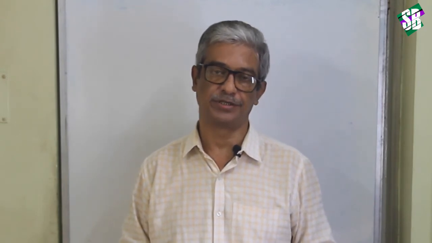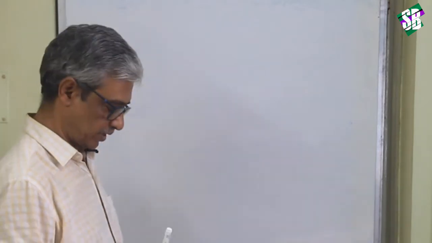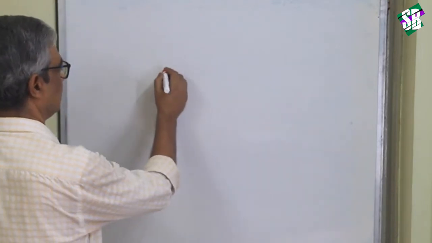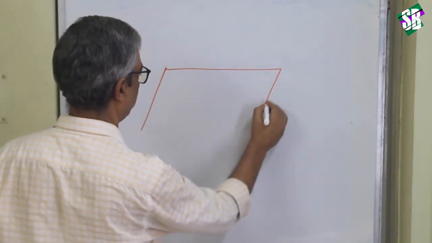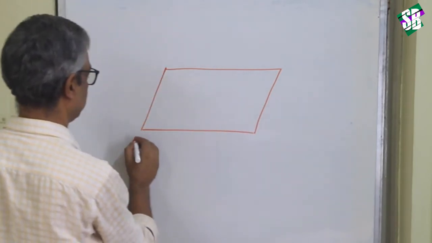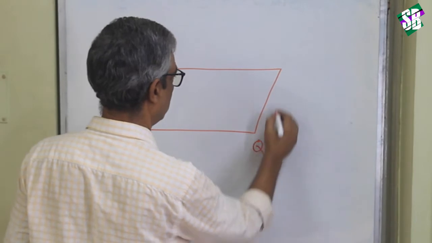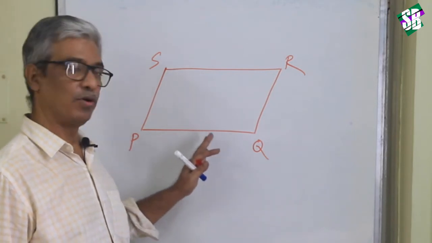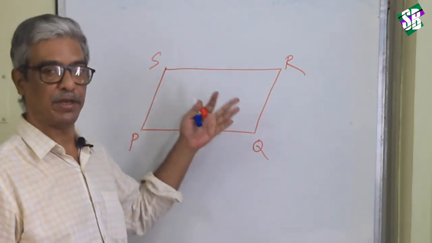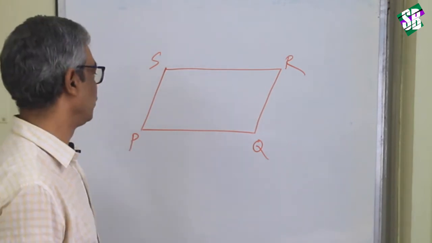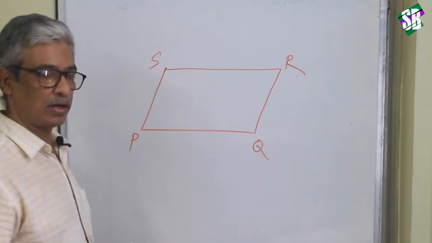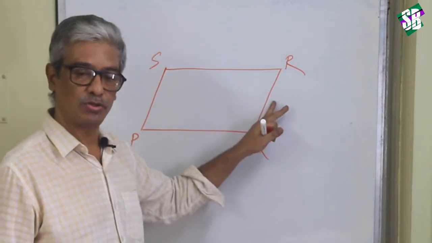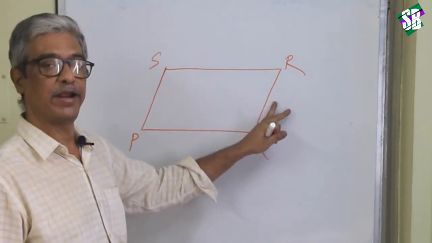So how can you proceed? Here you are given 4 points PQRS. So just draw the parallelogram PQRS. Remember that you are drawing a parallelogram, but it may be a rhombus, it may be a rectangle, whatever. So you know that this is a parallelogram. So this side and this side are parallel and equal. These sides are also parallel and equal.